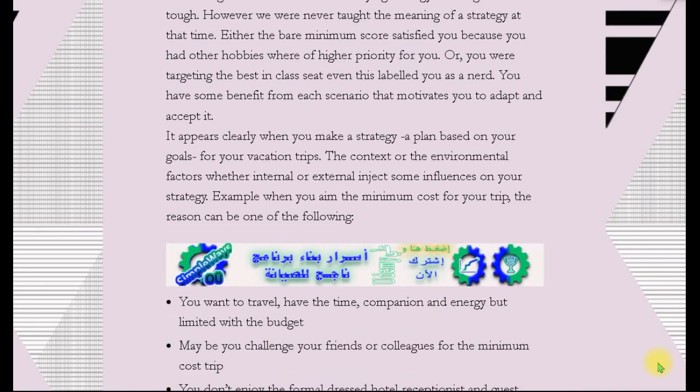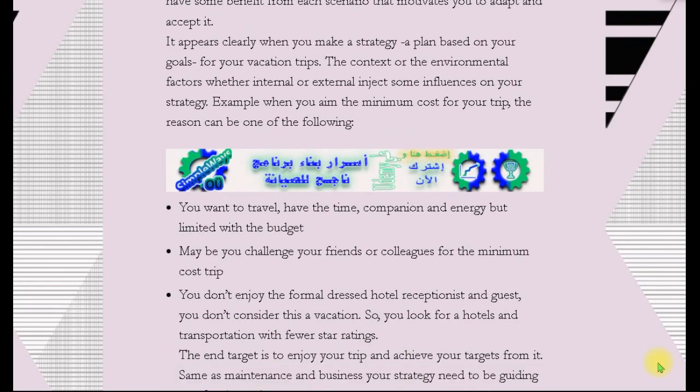For example, when we decide to travel, this point is going to explain to you the different points of view of one target. For example, I'm going to have a trip this year or a vacation this year and to travel with the minimum cost. The target of the minimum cost itself can come from many reasons. It's not only from one reason.